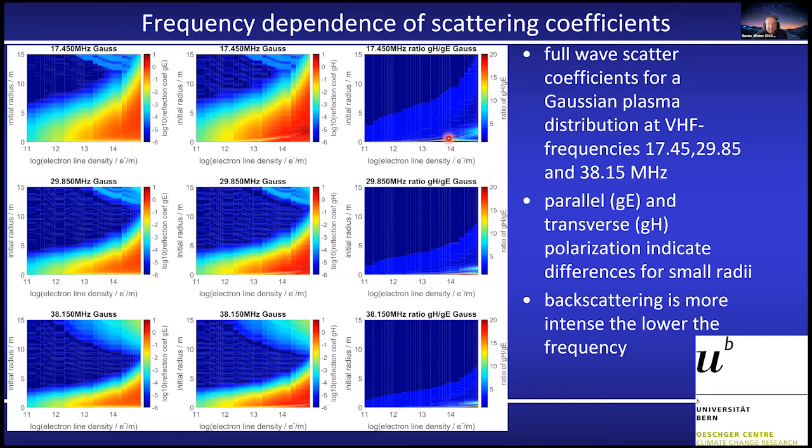And on the right column, we show the polarization ratio between the magnetic or the transverse scatter and the parallel scatter. And we see that there is quite a difference between both. So basically, it is important to consider the alignment of our transmitted radio wave with the meteor trajectory.